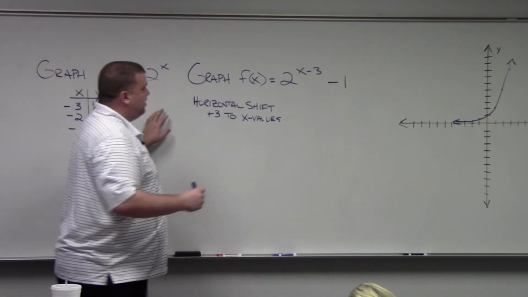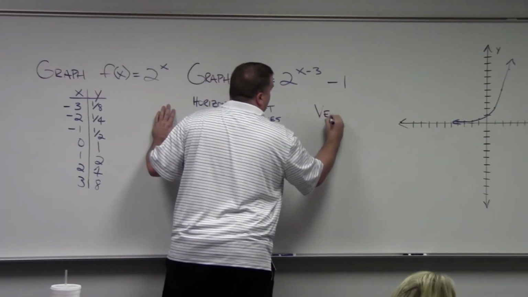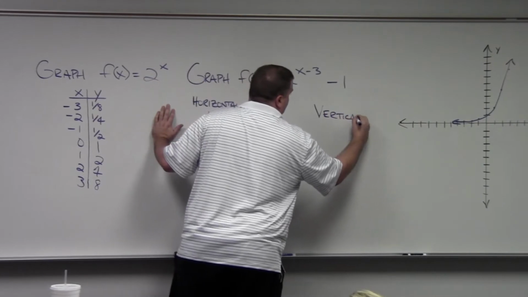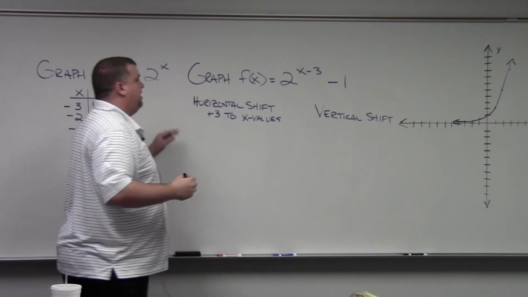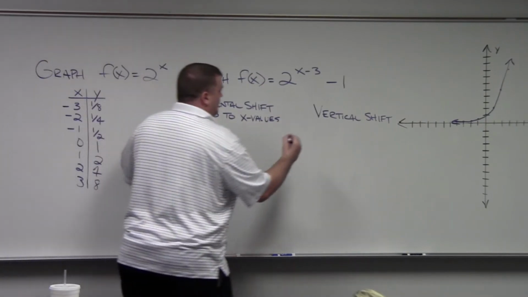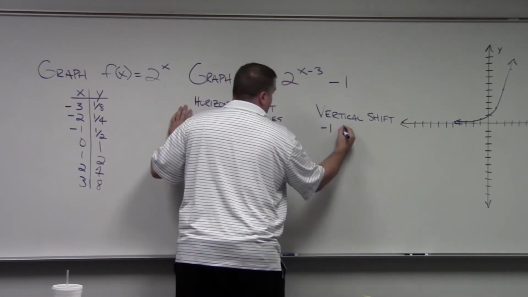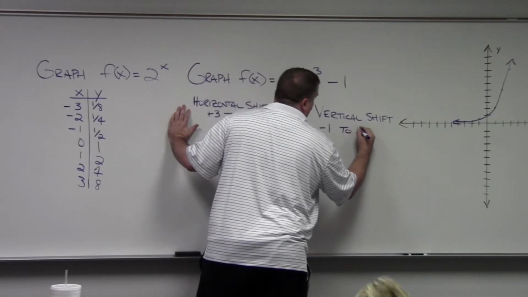All right. What else is going on? All right, we have a vertical shift as well. A vertical shift. And that one we take the actual value of it. It's minus 1. So we're going to subtract 1 to our y values.